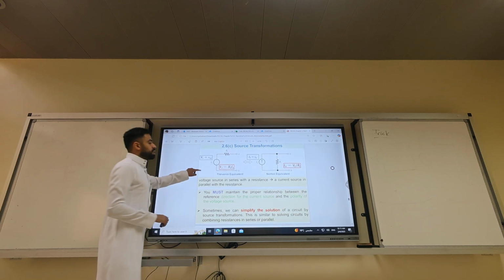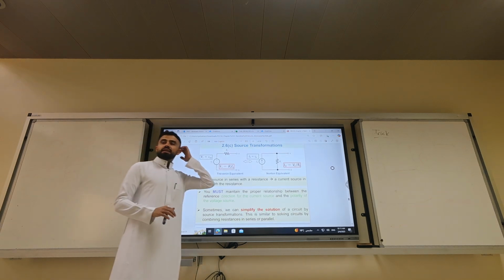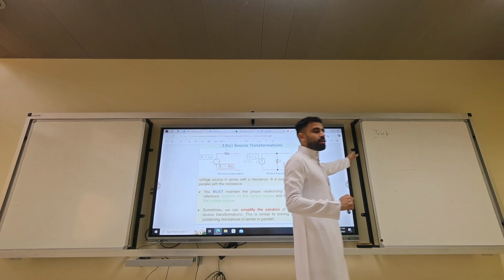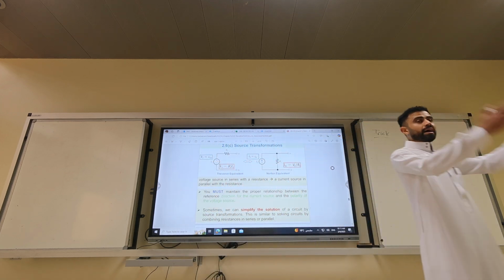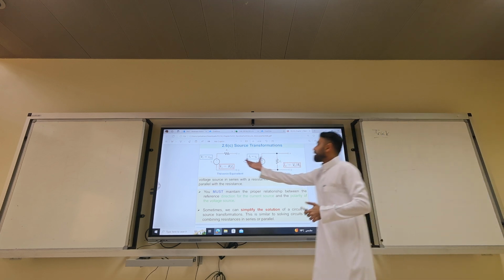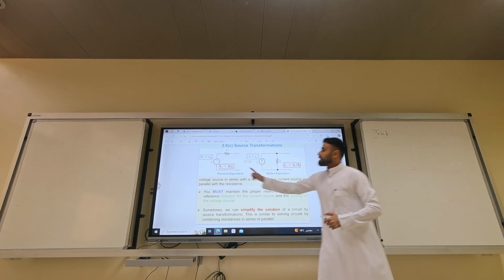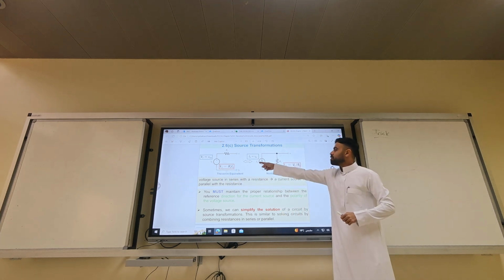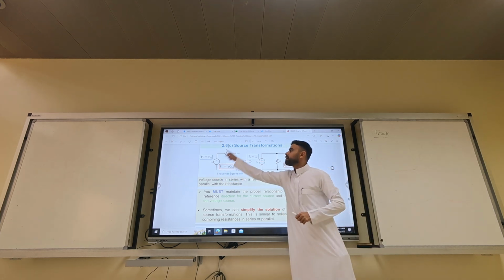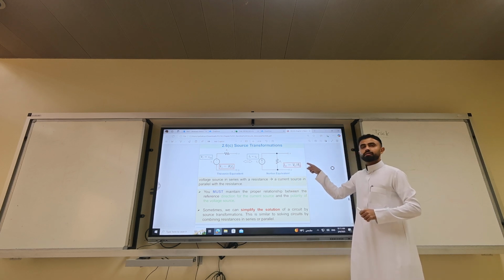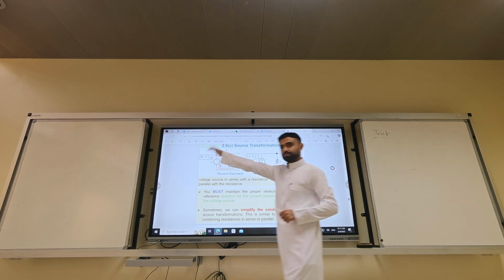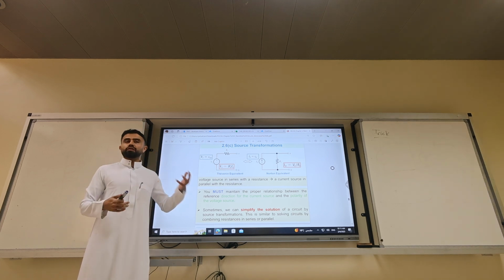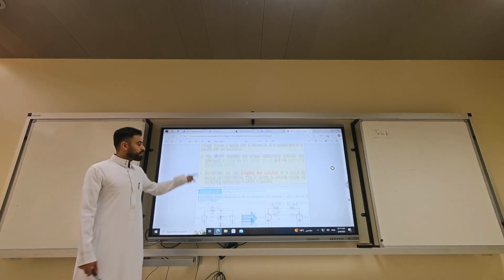Source transformation is a technique. If you don't want to do short circuit analysis, you're lazy or you're scared in the test, you can find the Thevenin equivalent and just convert it. The direction of the arrow matches the direction of the battery, and the Norton current is nothing but VT over R. You can also convert backward. Source transformation is another way of solving problems, and you can simplify back and forth.